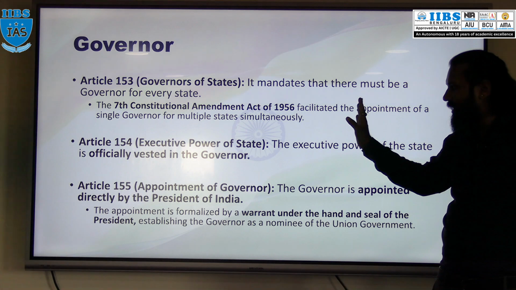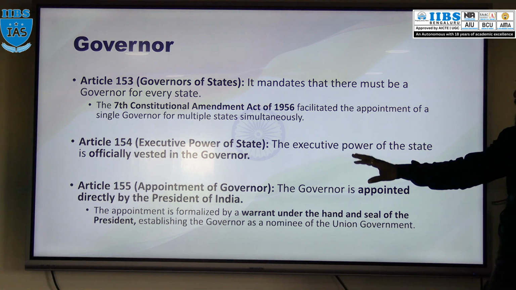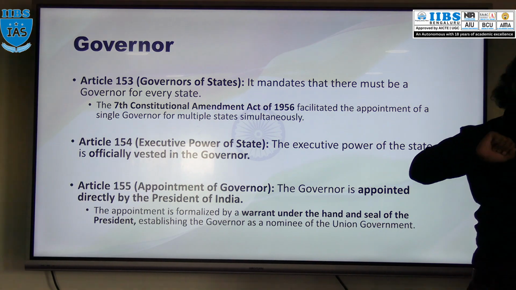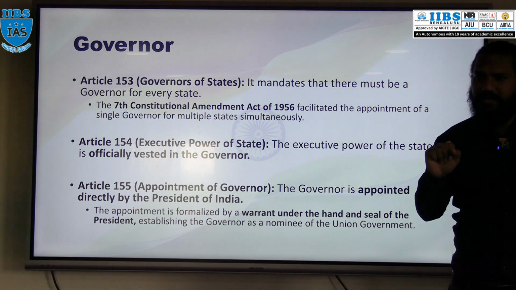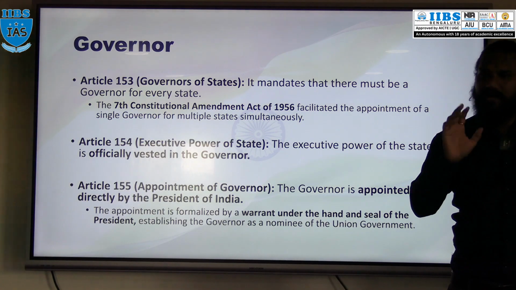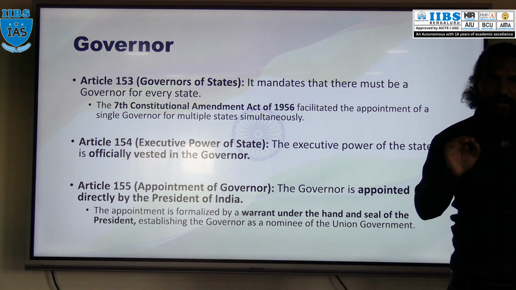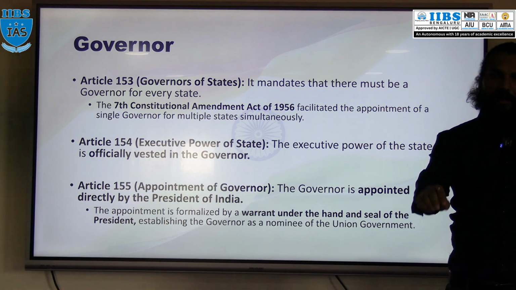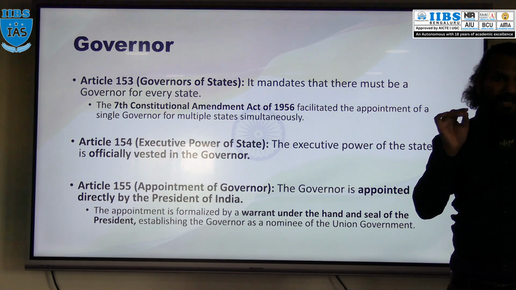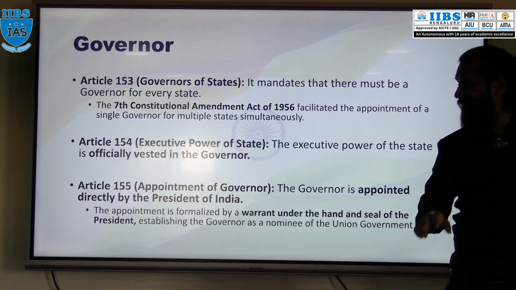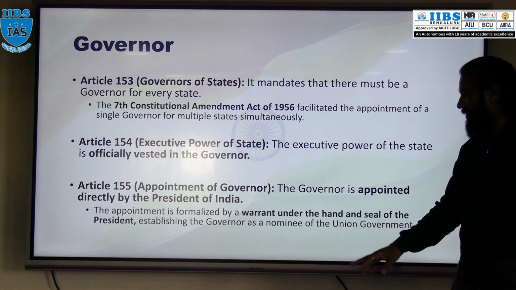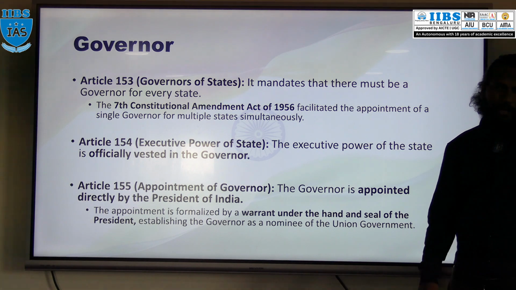Then Article 154. Article 154 says that all the executive power of the state is vested in the Governor. We discussed that all the Union executive powers are vested in the President. In the same way, under Article 154, all the executive power of the state is vested with the Governor. Then Article 155 deals with appointment.